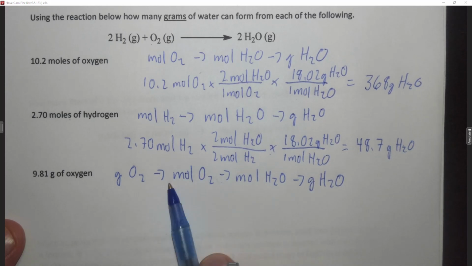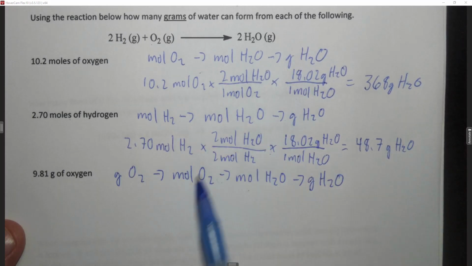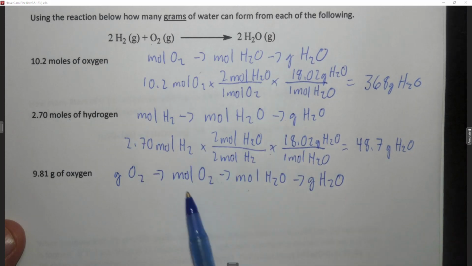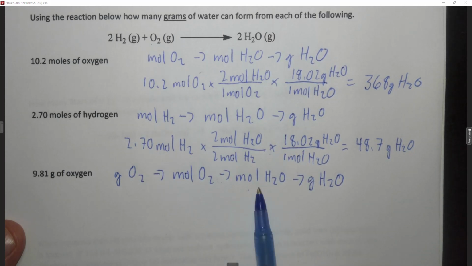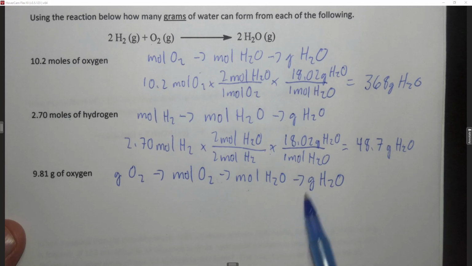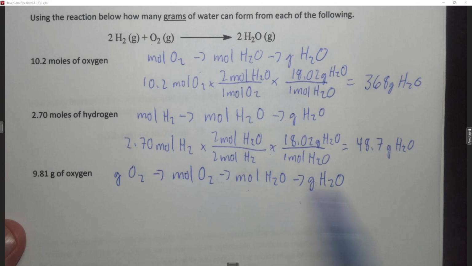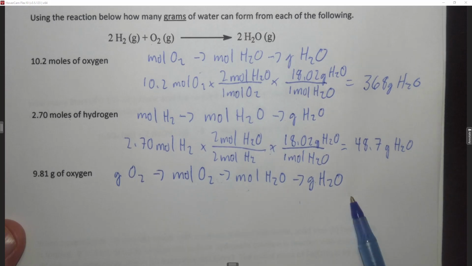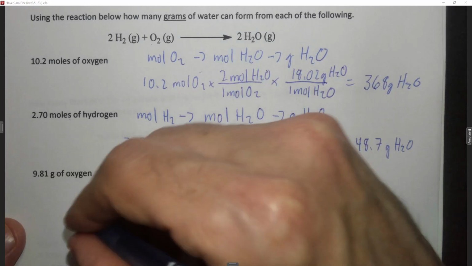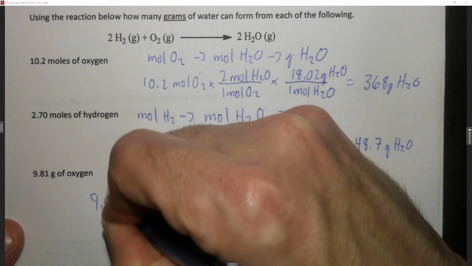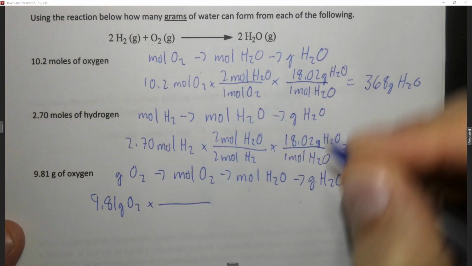Because the mole to mole uses a balanced chemical equation. So if you want to go from one thing to another, you have to have those 2 moles next to each other in the middle in order to go from moles of one thing to moles of another. There's no good way to go from grams of one thing to grams of another, so it adds extra steps. So grams to moles to moles to grams. So if we start here with our 9.81 grams of oxygen times.